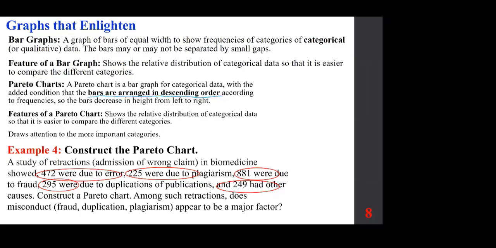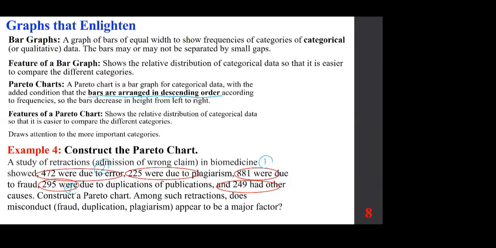So along the horizontal axis, we put the categories. What are the categories? Fraud would be the first one. Then which one is the second largest? 472. So this would be the first bar. This would be the second bar. Then we have 295, duplication.